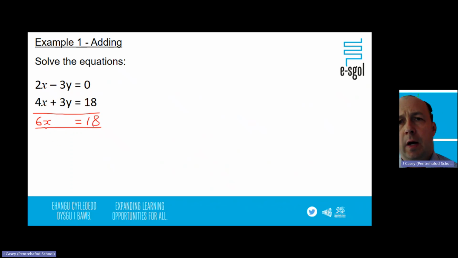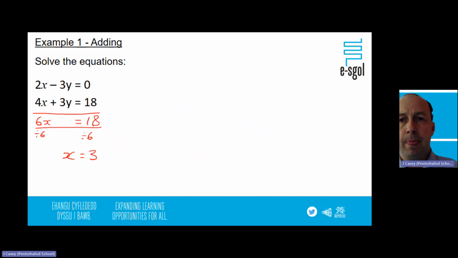Okay, now I've got 6x = 18. This is really similar to an equation I had earlier. I'll divide both sides by 6. So divide by 6. And remember, whatever you do to one side, you do to both sides. Divide by 6. So that gives you an answer. x is equal to 3. So I've only found one part of the puzzle, really. I found out that x is 3.